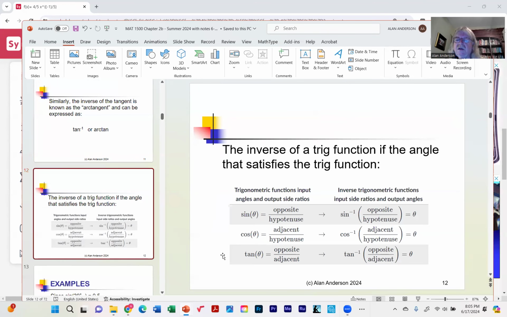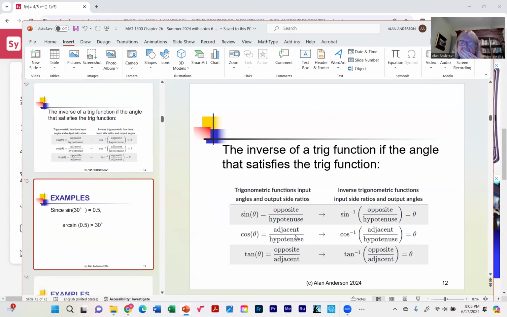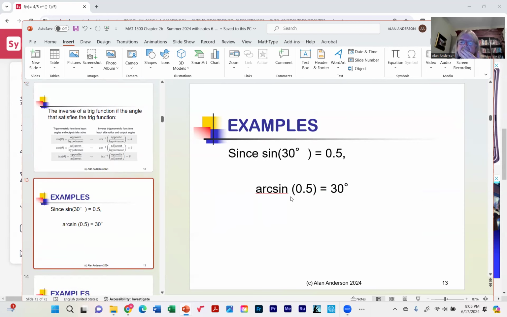So what this is showing you again is what I just showed you, that if you solve for the sine of theta, the arc sine of that value that you just came up with is the original angle. Okay. So here's the example we just had.